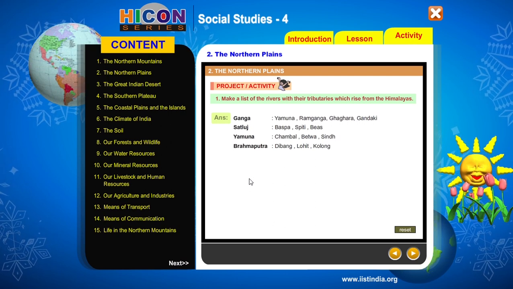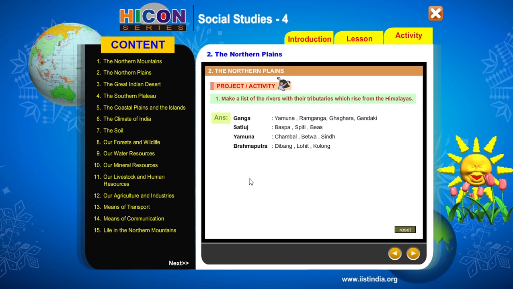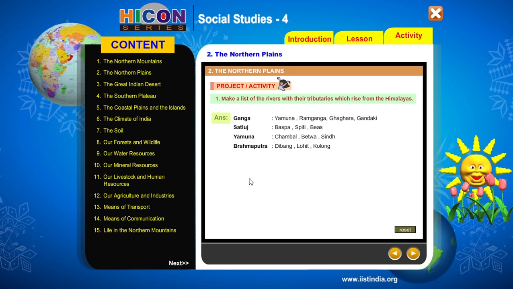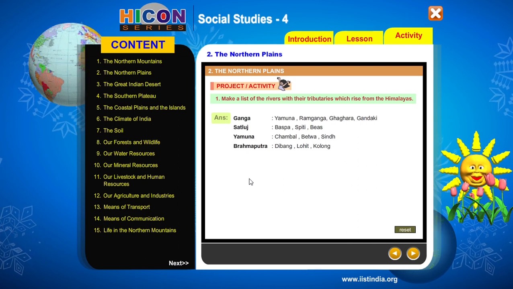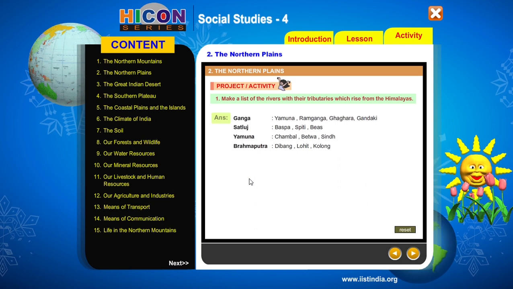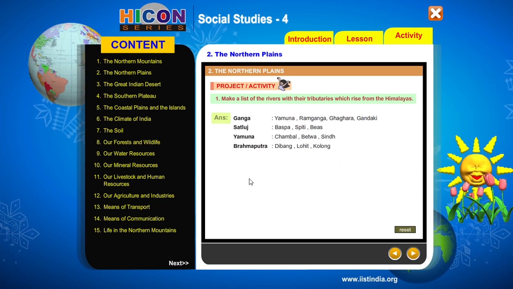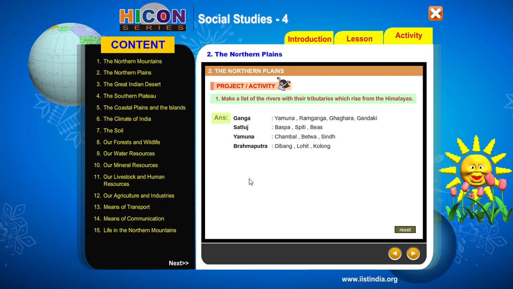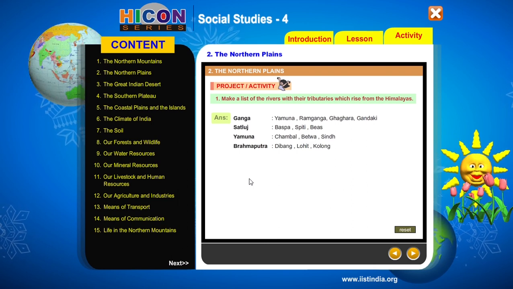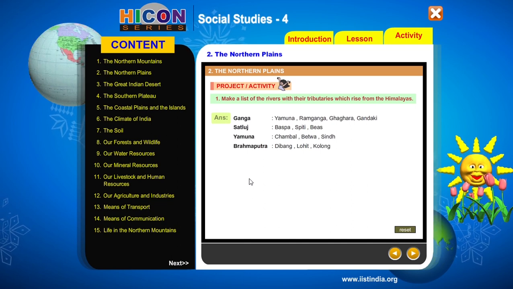Ganga has Yamuna, Ram Ganga, Ghagra, Gandaki as its tributaries. Which are the tributaries? Yamuna, Ram Ganga, Ghagra, Gandaki are there. River Son is a tributary of Yamuna. Kosi is there, which comes from the Nepal region, right?